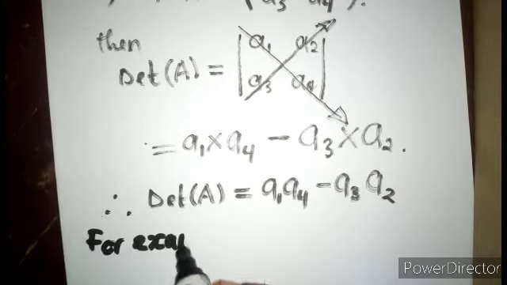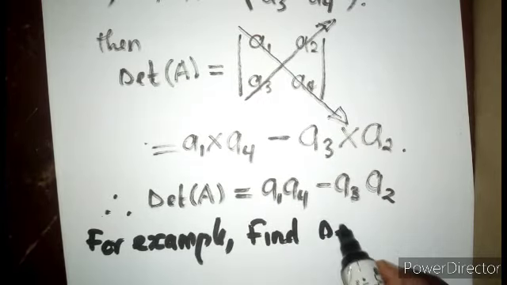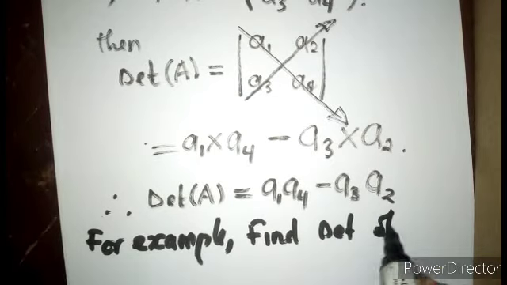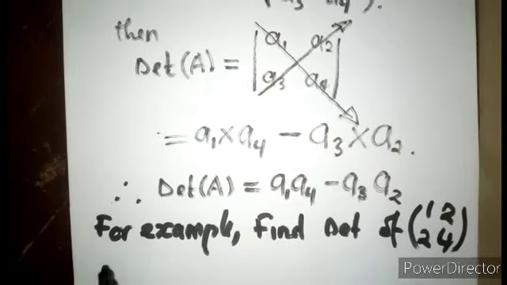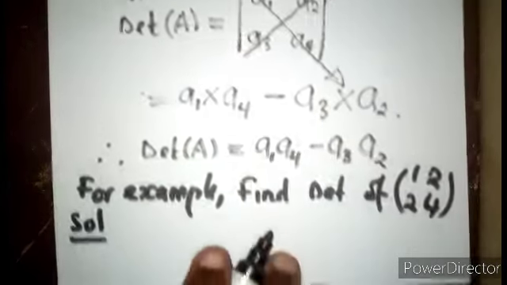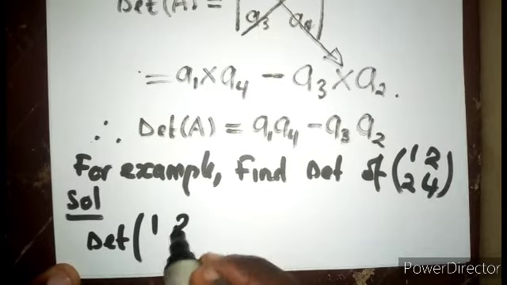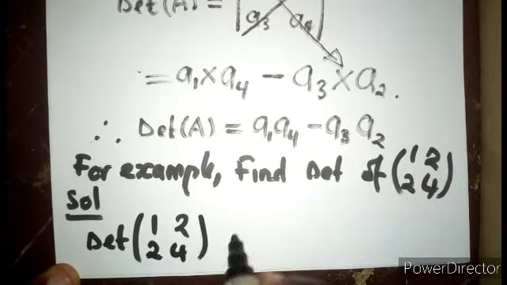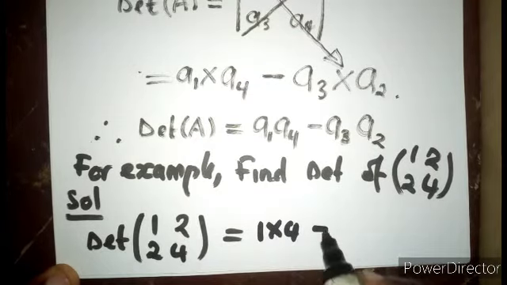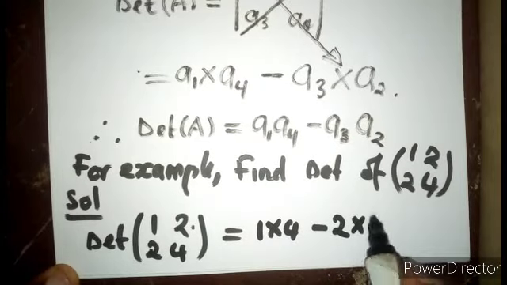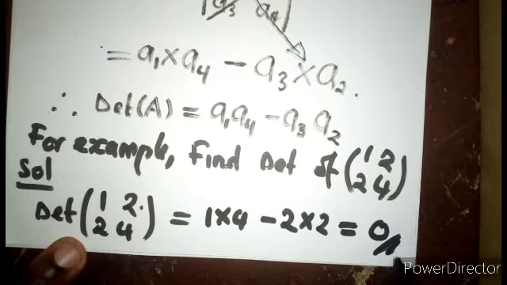For example, find the determinant of 1, 2, 2, 4. The determinant of 1, 2, 2, 4 is equal to this times this, 1 times 4, minus 2 times 2, which is what? 4 minus 4, 0.